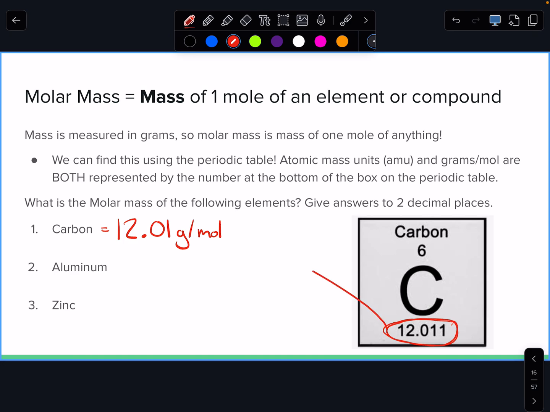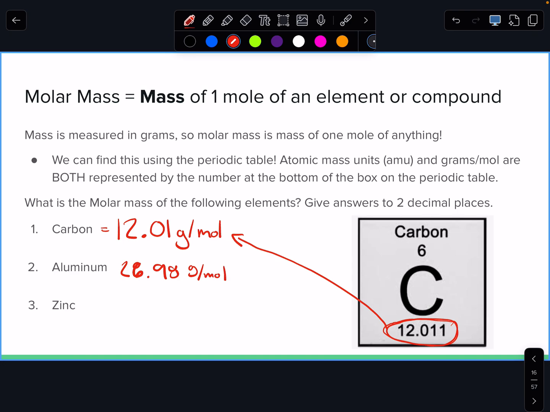But if you want to highlight and then draw an arrow to remind yourself where that came from, we're just looking at the periodic table. So same thing, if I wanted to find aluminum's molar mass, I'd come to my periodic table, find aluminum, 26.98 grams per mole.